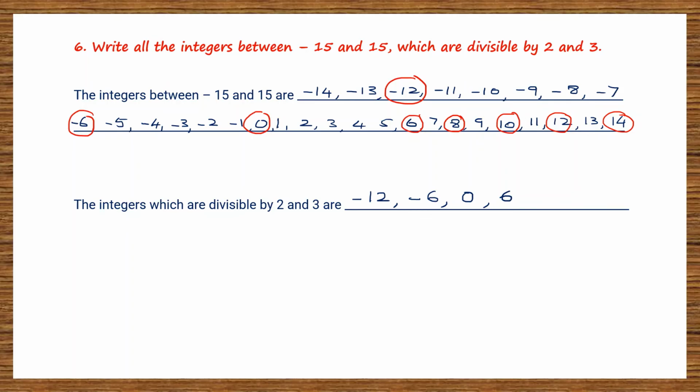Then 8 is the next number that's circled. It is not divisible by 3. 10 is not in the tables of 3. 12 is in the tables of 3. So 12 is divisible both by 2 and by 3. 14. 14 is not in the tables of 3. So these are the numbers or the integers that are divisible by 2 and 3. Minus 12, minus 6, 0, 6 and 12.